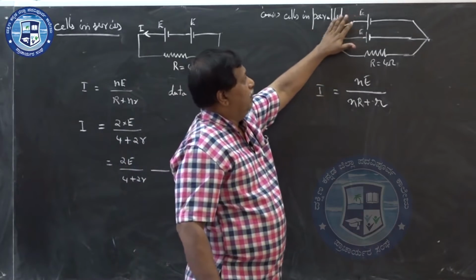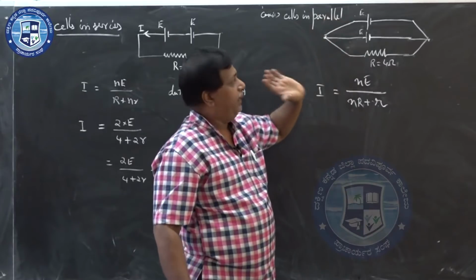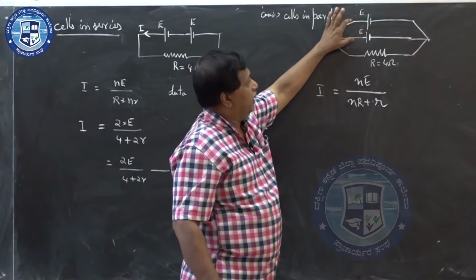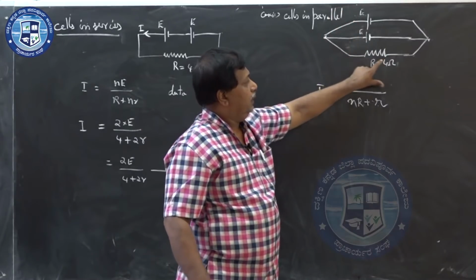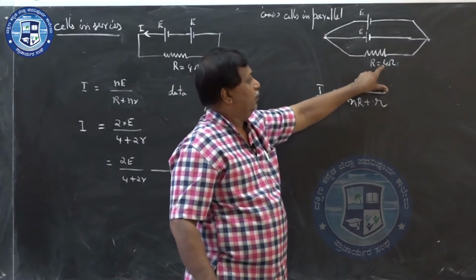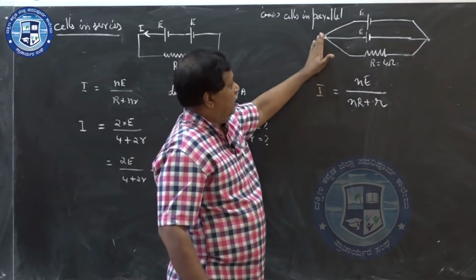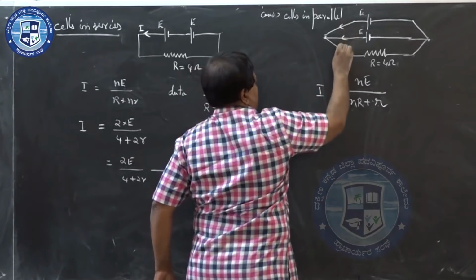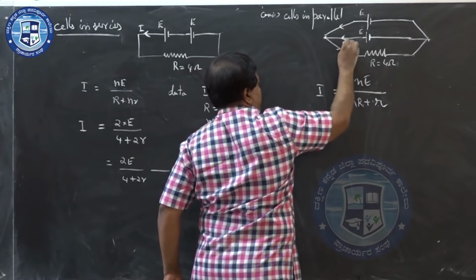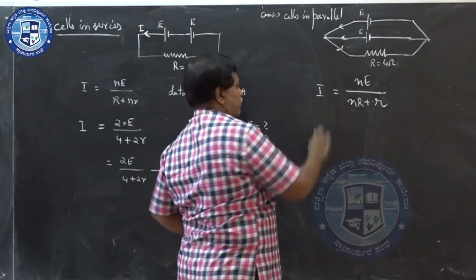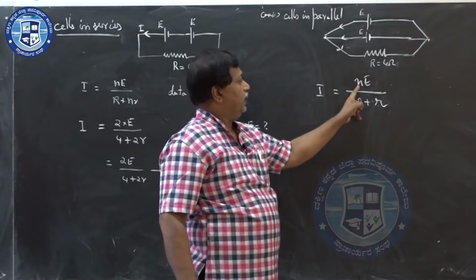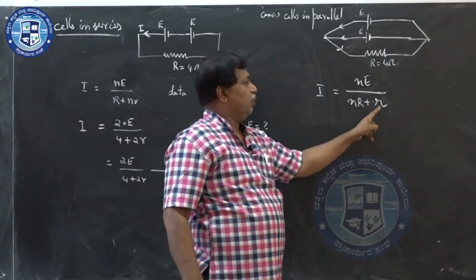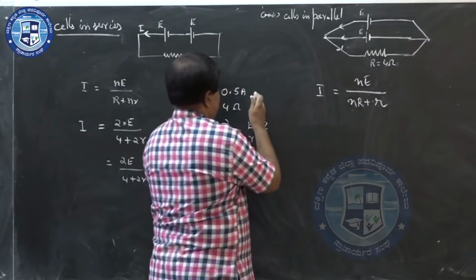The figure here gives the idea how the cells are connected in parallel. First cell and second cell are connected in parallel and an external resistor 4 ohm is there. The current in the circuit will be given by the formula I is equal to NE divided by N times the external resistor R plus small r. Same data, same cases.